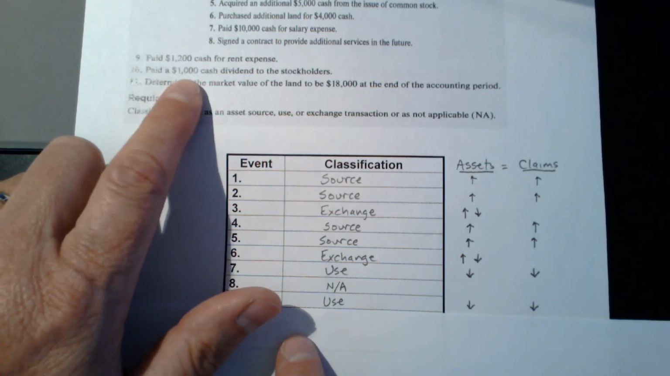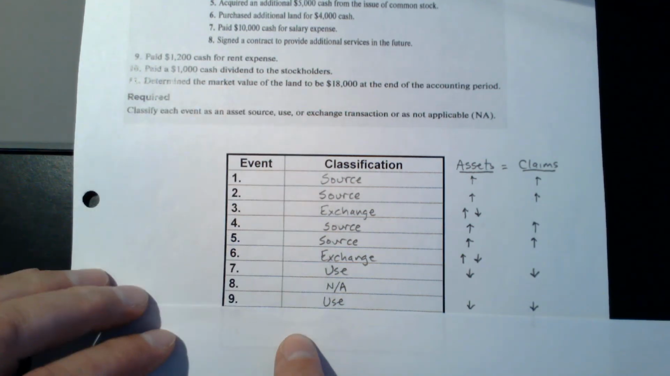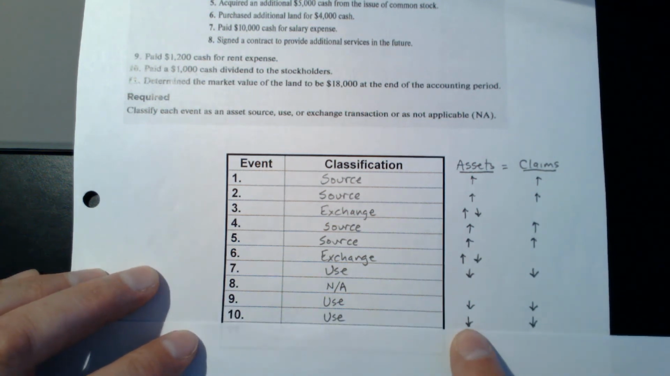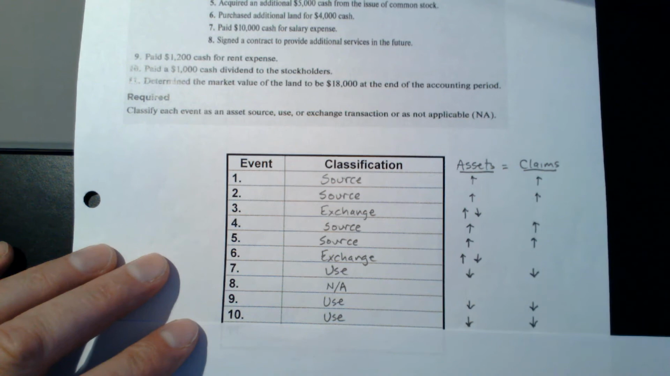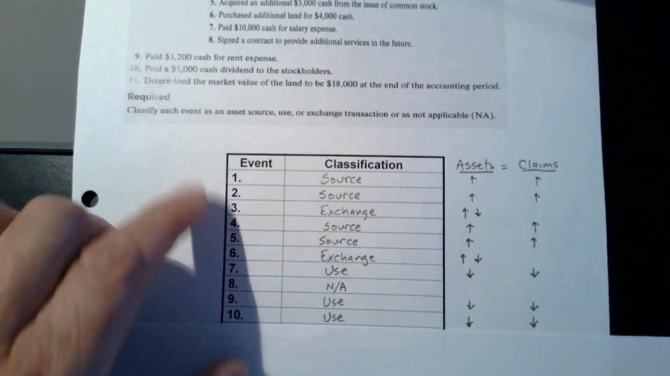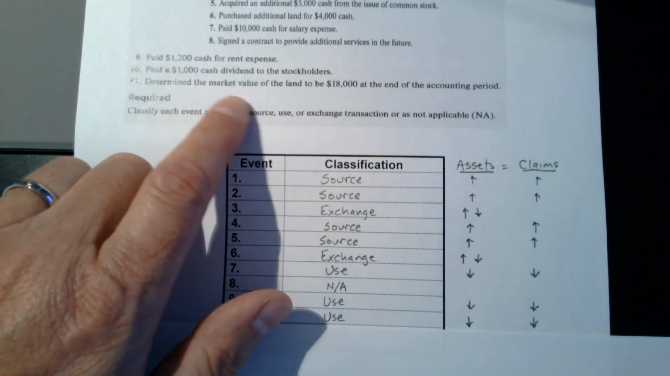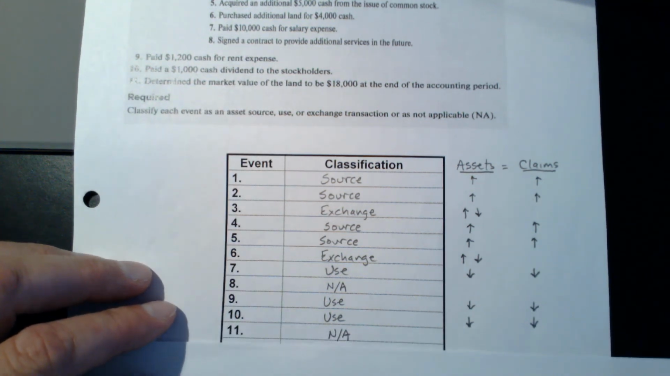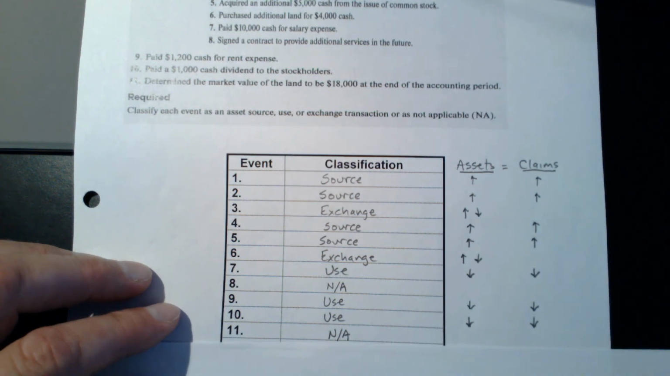Next, we paid a $1,000 cash dividend to stockholders. That's also a use transaction. Assets go down, cash in this case, and claims go down. The owners have less of a claim on the business. And the last one here, determine the market value of the land to be $18,000 at the end of the accounting period. Again, that's another trick question. It's NA. It's not a financial transaction.